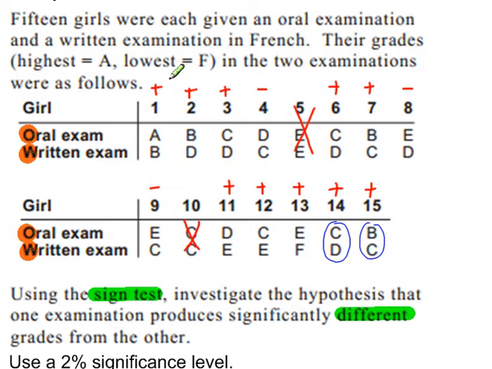You can tell from the signs that I've put here, I've done the oral minus the written. So this grade is higher than this one, a plus sign. This one's higher than this, a plus. This one is lower than this, a minus. These two are the same, they're crossed out. So from the 15 pairs of data values, 2 have been crossed out. So n is equal to 13.